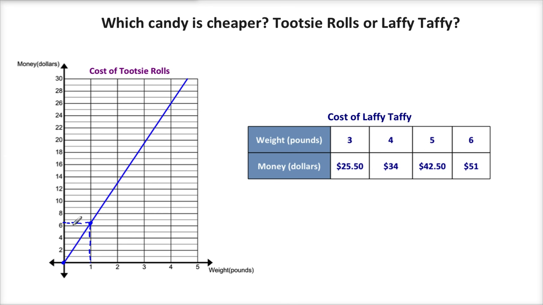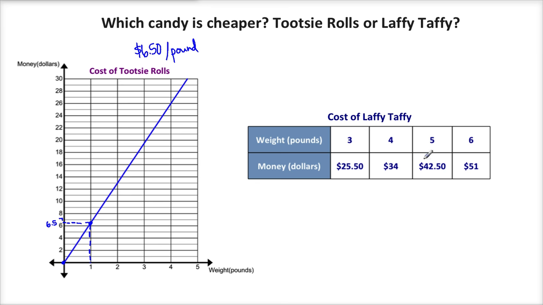So let's see, what is this number right here? If this line is 6 and this one's 8, that means this one's 7. So halfway in between is probably 6.5. So that means 1 pound costs $6.50. So Tootsie Rolls are $6.50 per pound. That's the unit rate.